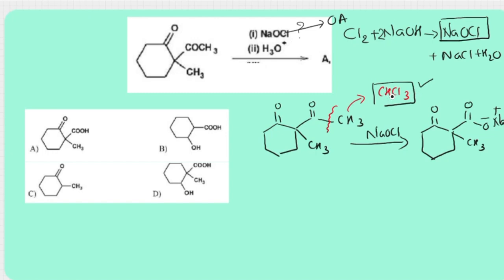So if you are using NaOI, sodium hypoiodite, in that case, what happens? It will form a yellow precipitate. So that is nothing but a test to check the presence of the methyl ketones, right? This is just additional information.